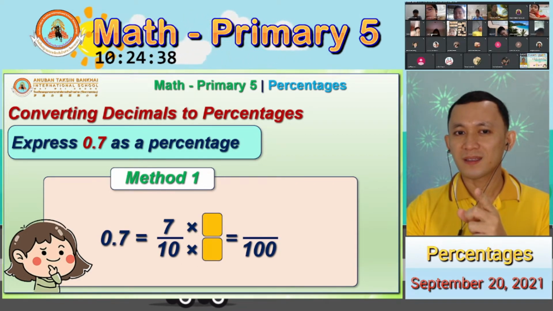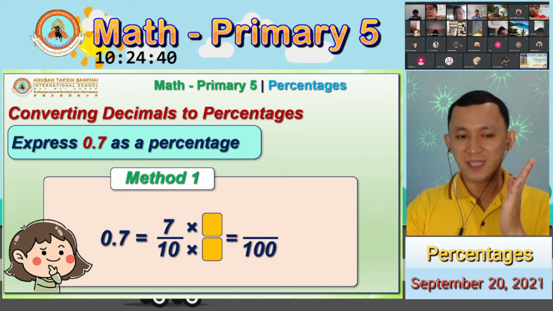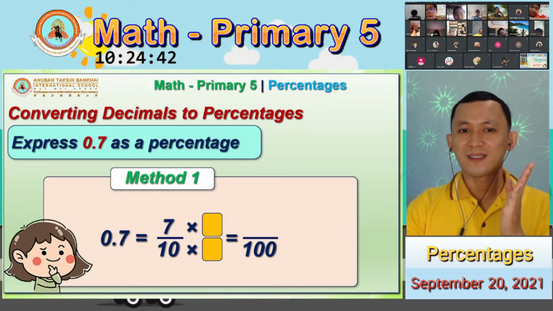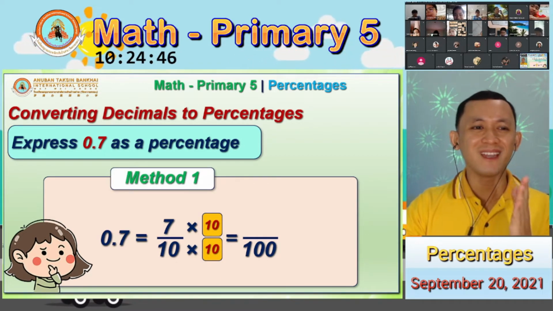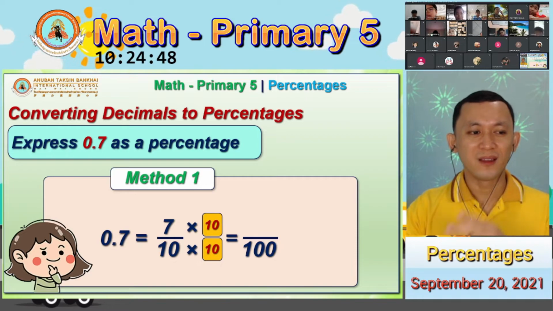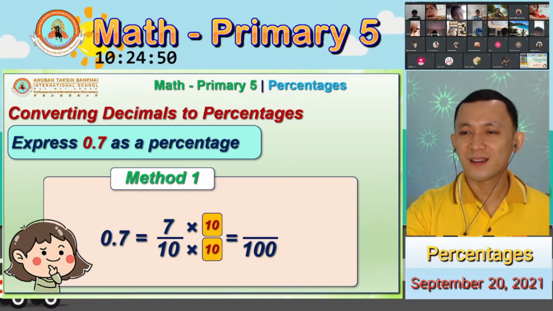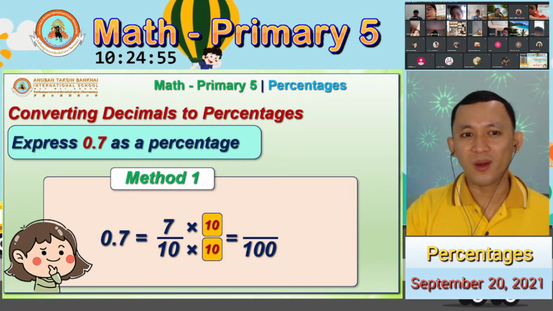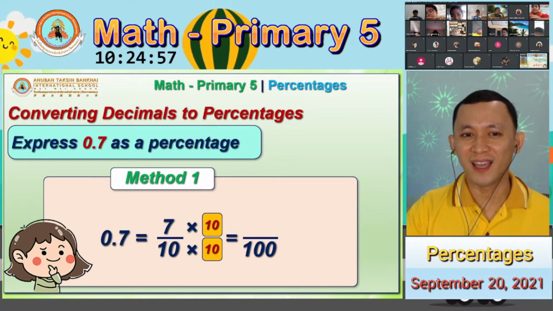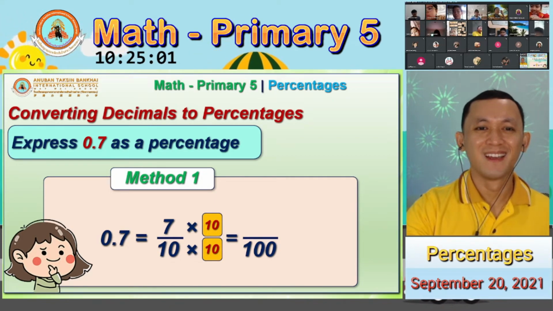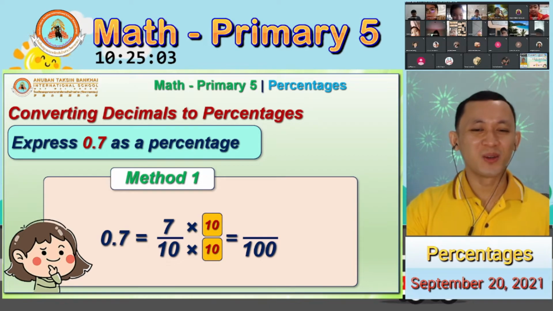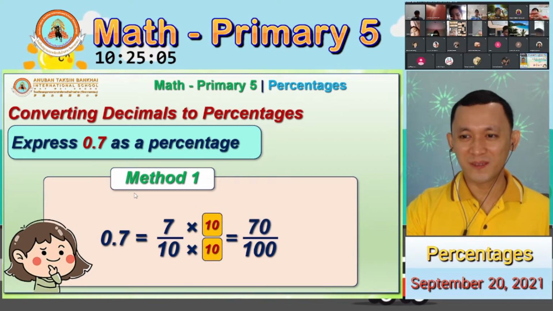10 times 10, we have 100. Now 7 times 10, what's the answer? 70. So we have 70.